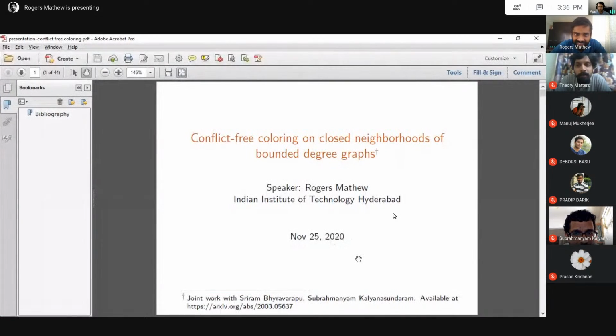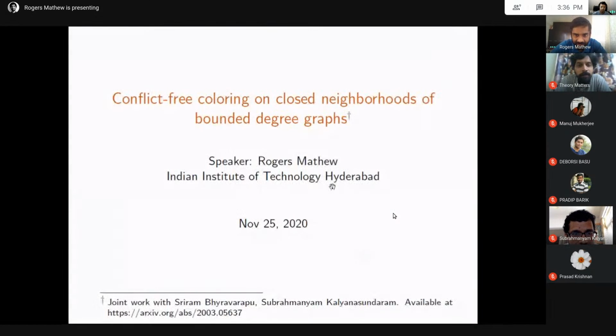So he'll be speaking about conflict-free coloring on closed neighborhoods of bounded degree graphs. I guess, as the title suggests, his main interests are in combinatorics and graph theory.